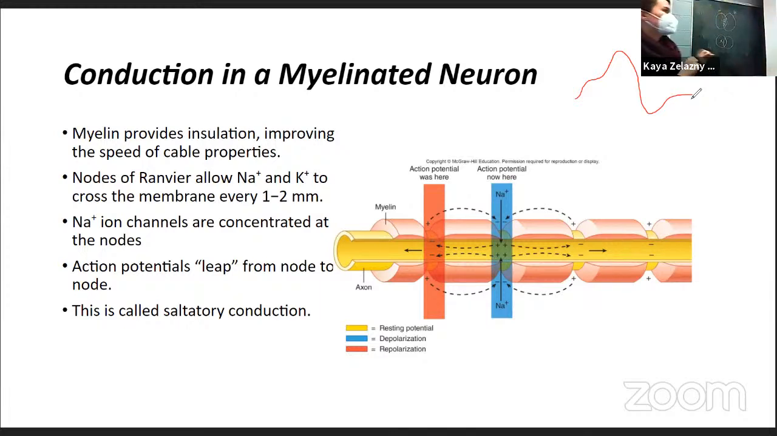So now we're talking about a myelinated neuron. And really our only difference here that we need to be aware of is that instead of triggering every single patch of membrane, now we are only going to have to trigger parts that are in these gaps where there is no myelination.